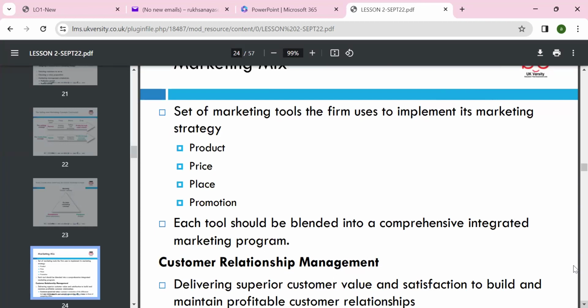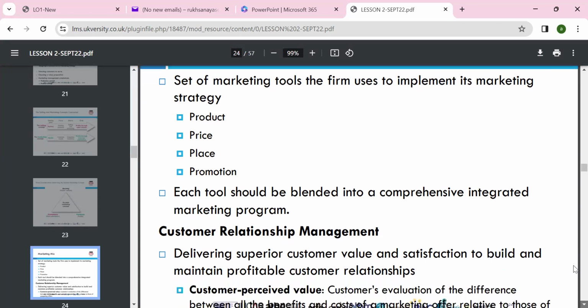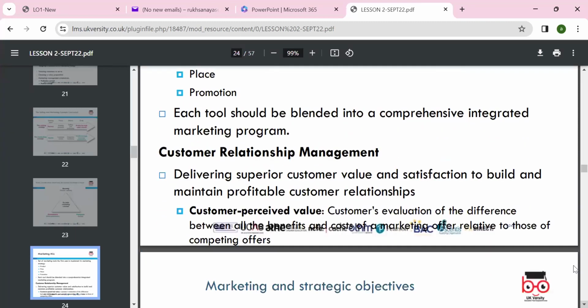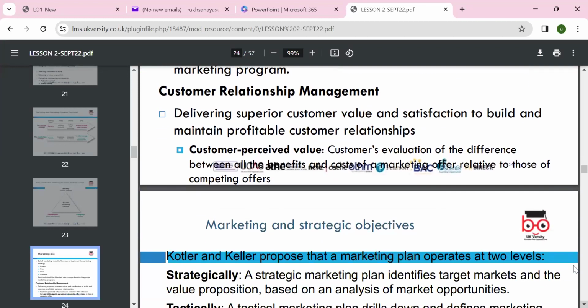Marketing mix: as a marketing student, understanding the environment, we can look around the product, price, promotion, and place. Each tool should be blended into a comprehensive integrated marketing program, with customer relationships, delivering superior value, satisfying customer perceived value and actual value. That's what we need to be.